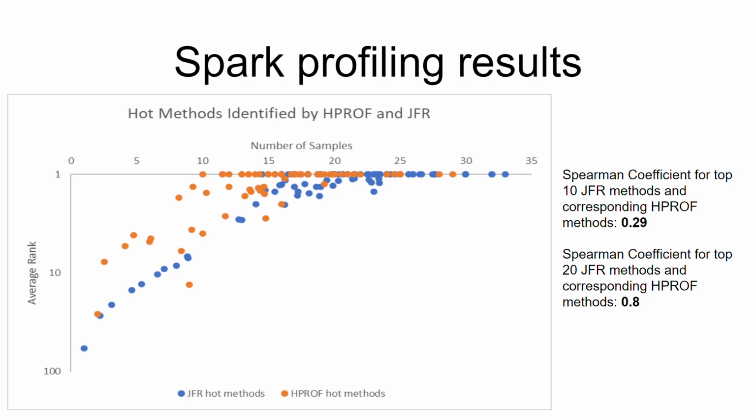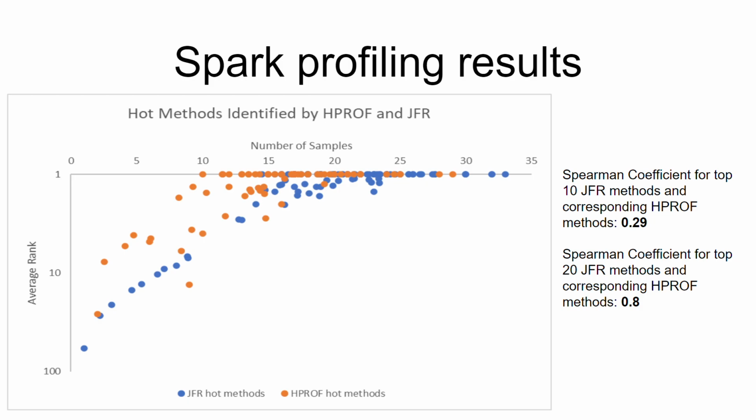So maybe a function might be begin program. If we saw that with JFR and it was rank 1, and we saw begin program had an average rank of 3 with hprof, then we could say they're sort of correlated, but not exactly the same. For the top 10 JFR methods and their corresponding hprof methods, we had a correlation coefficient of about 0.3. So not super correlated in the top 10, but in the top 20 JFR methods to their 20 corresponding hprof methods, there was a correlation coefficient of about 0.8.